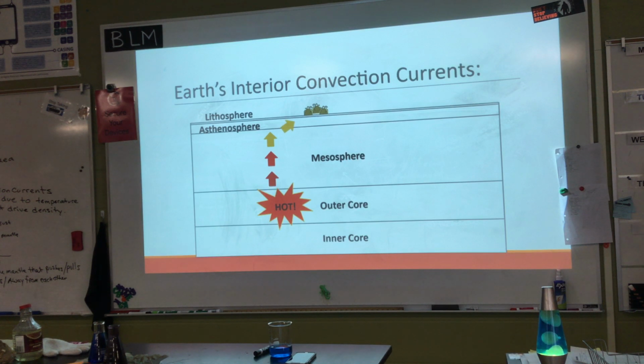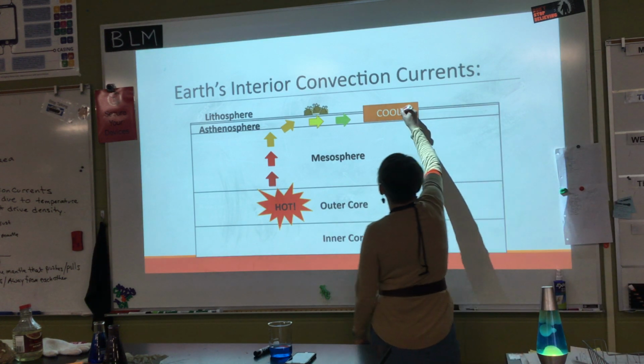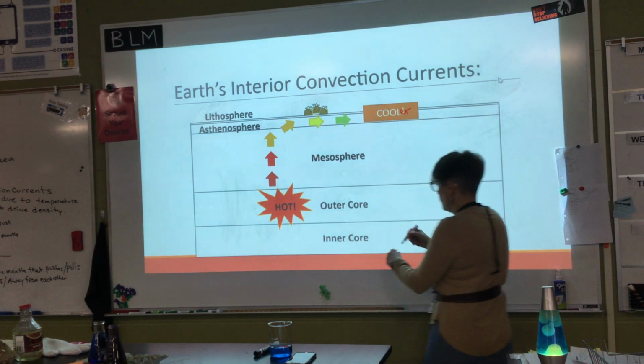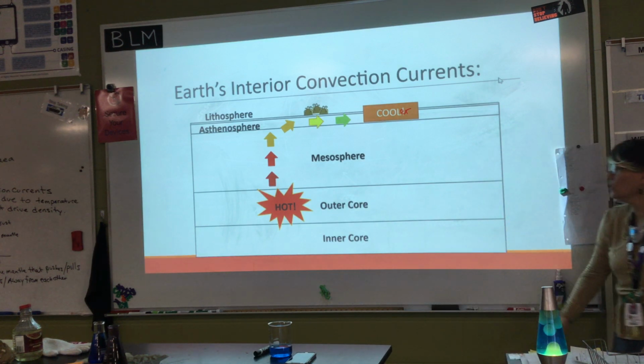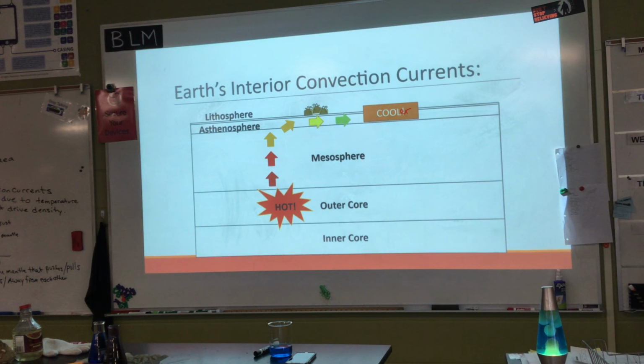And then, as it gets closer to the crust, what happens to its temperature? Decreases. Yeah, it decreases, because the crust is cooler. Please just write cooler, not cool. So then, again, we have a density change. And now what's going to happen with that mantle? Yeah, that magma is going to become more dense and fall, where it's going to begin to heat up again. And the process begins again.